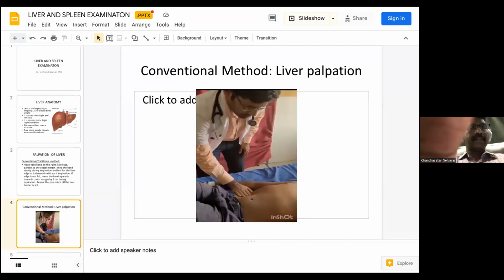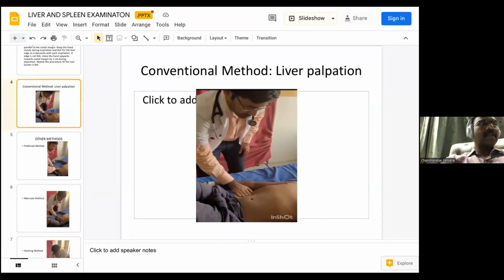And this is the thing. The young doctor starts from the flexed knee position, starts from the right iliac fossa, and gradually keeps the hand parallel to the palpating organ or the costal margin. He gradually ascends the examining hand till he gets the palpability of the liver border. That's a very simple thing, the conventional method we have been using. There are certain other methods also, which I will tell you.